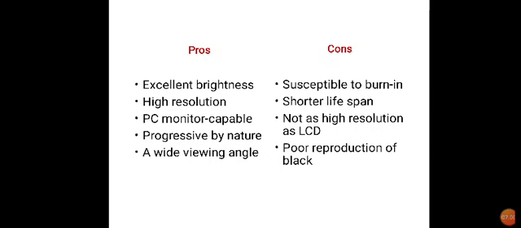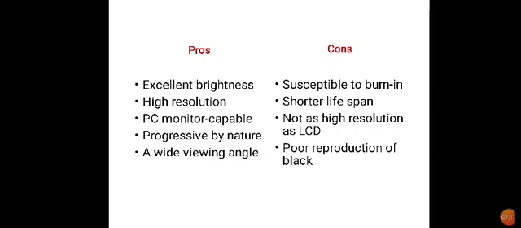Then the next one is that it is not as high resolution as LCD TV. These plasma TVs provide us a resolution which is greater than the normal CRT TV, but they are not as high resolution as the LCD ones.